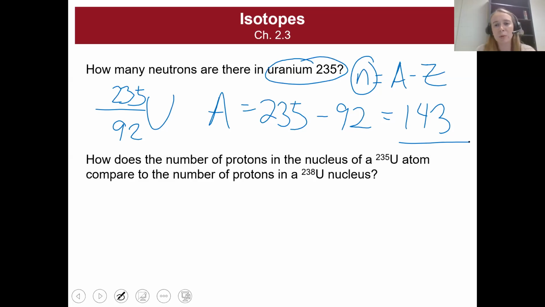How does the number of protons in the nucleus of a uranium-235 atom compare to the number of protons in a uranium-238 nucleus? Let's think about that.